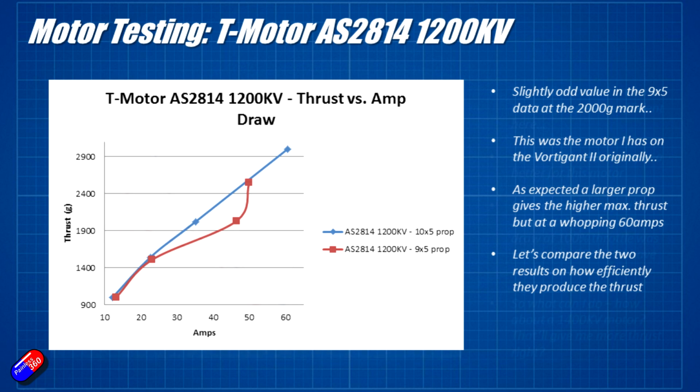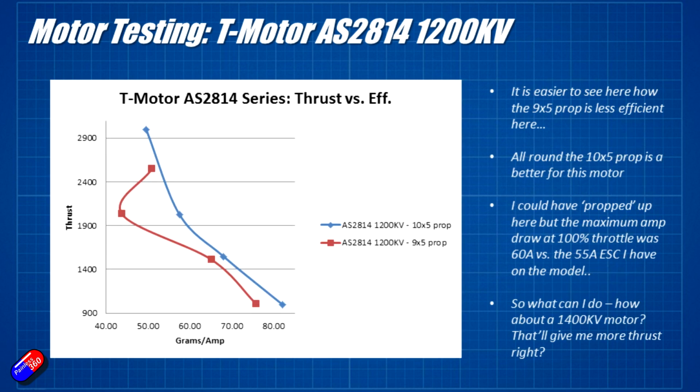If we compare those two traces, again looking at the grams per amp to give us a rough fag packet sketch of the efficiency, again it's really clear in this particular way of looking at the data. The blue line, we want it as far right as we can, we want the most grams per amp, that's the most efficient, and the 10x5 inch prop here is absolutely working the best.